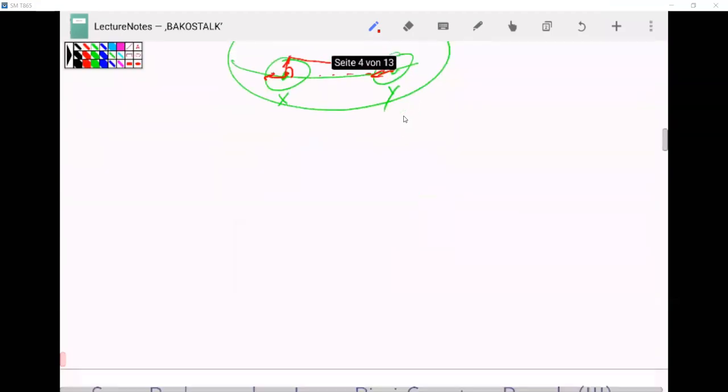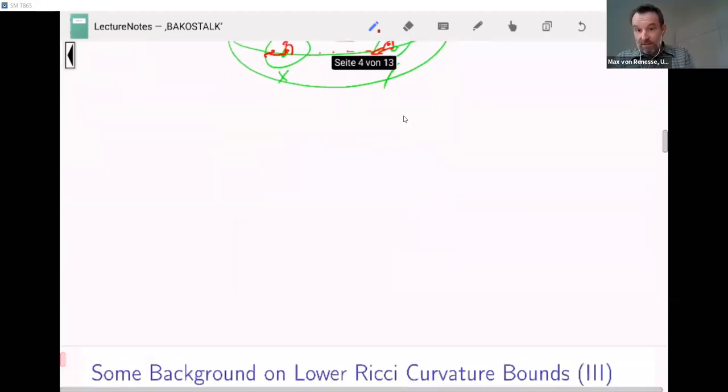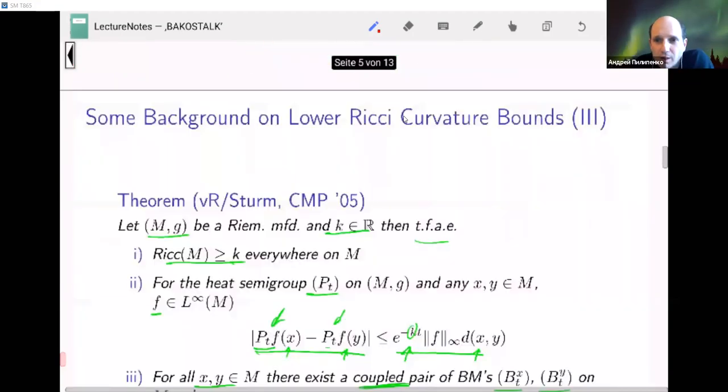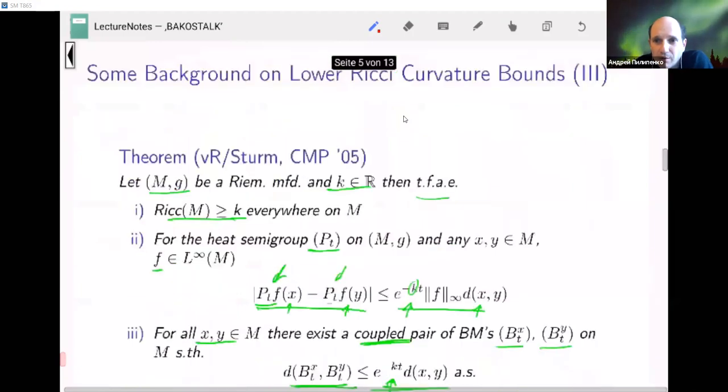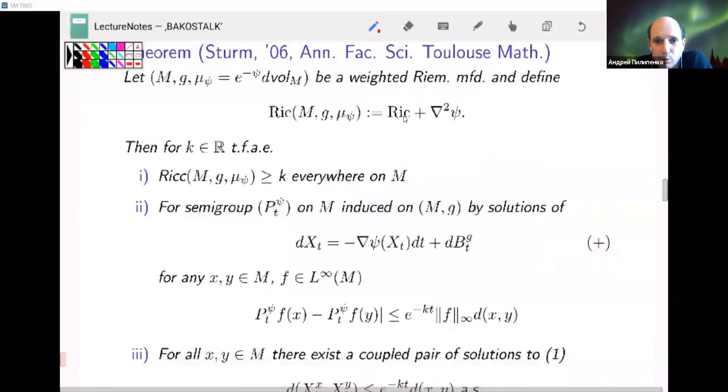Yeah, okay. But probably if a Doeblin type condition is satisfied, then you may construct a coupling with very good mixing. Yes, exactly. But your constant is one, and this is the main point. You have exponent minus kt times the distance, almost surely, without any additional factor. So you really have contraction.